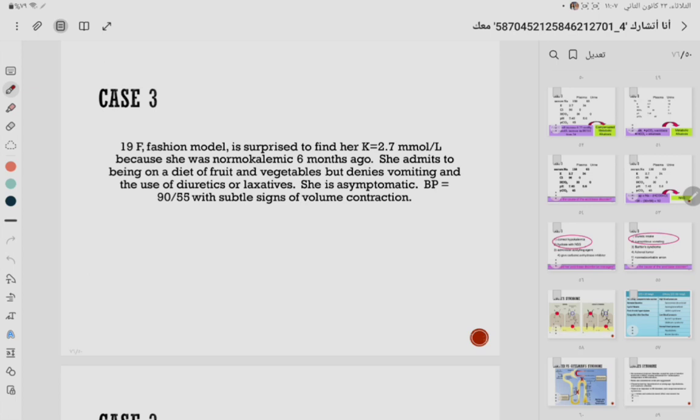Understood? A bit confusing, but it's actually easy. It changed from metabolic acidosis to metabolic alkalosis. Why the anion gap? Because it's due to the correction of the bicarb. Okay? Next.